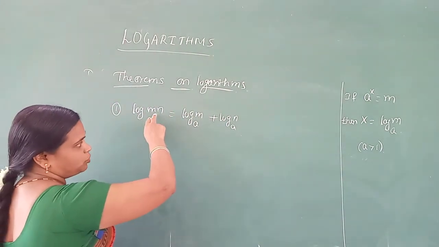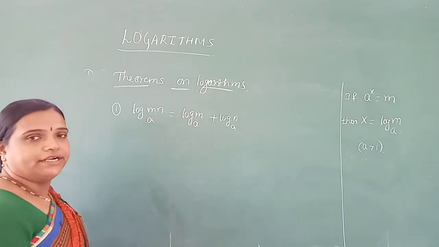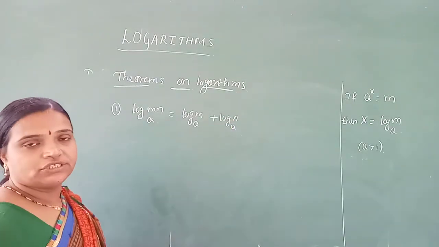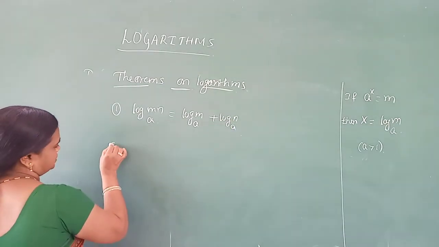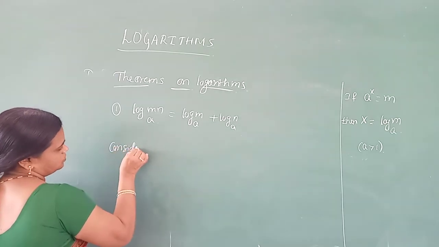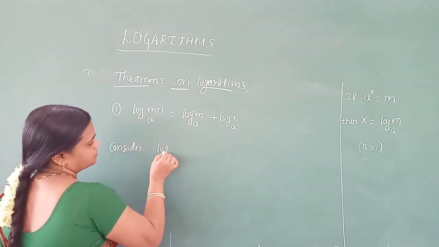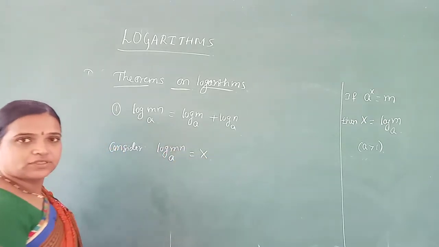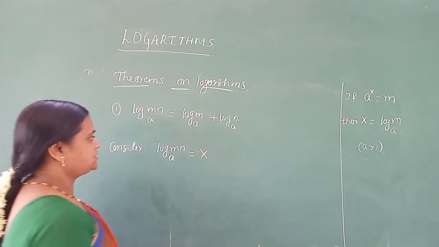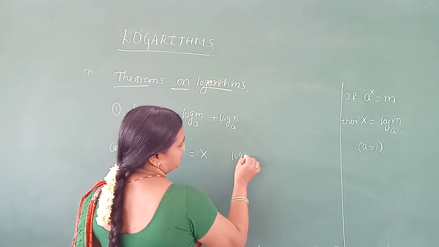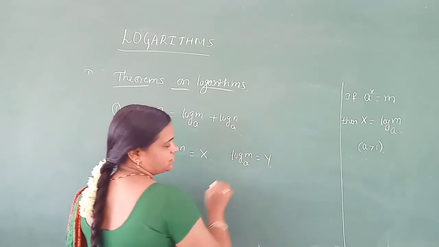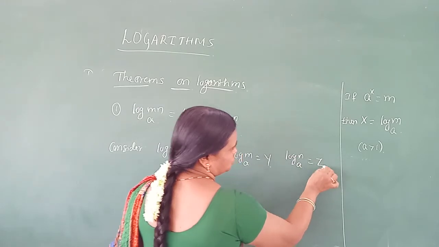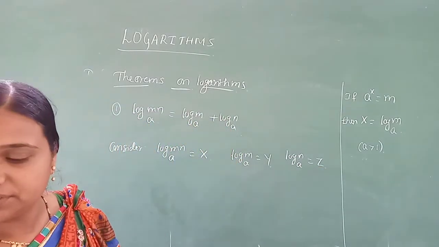This product can be converted in terms of addition. Okay? For that I will use the definition of logarithm. Consider log mn to the base a is x. Log mn to the base a is x. Next, log m to the base a is y. Log n to the base a is z. This is our consideration. Okay.